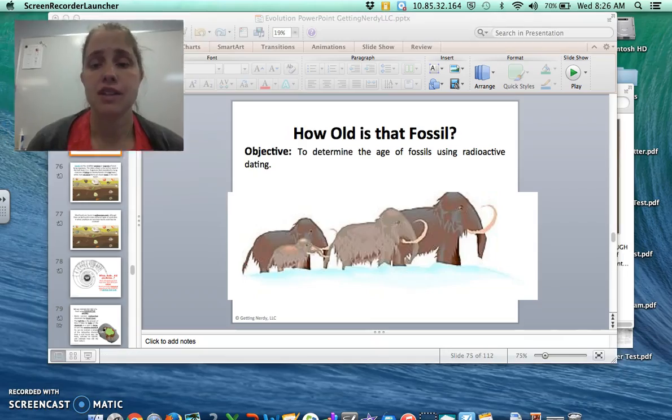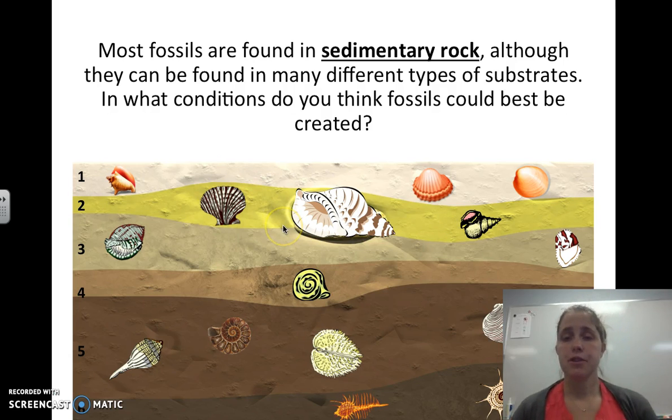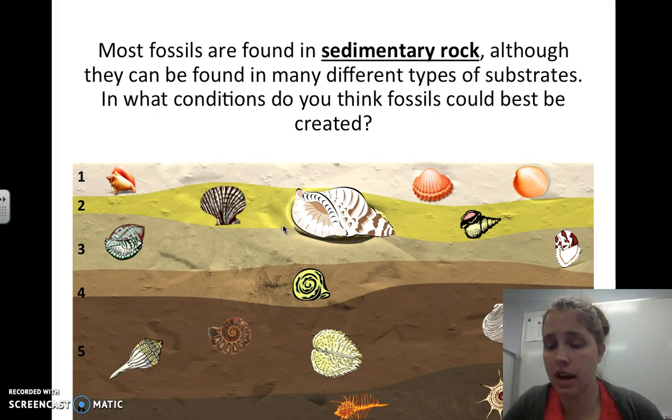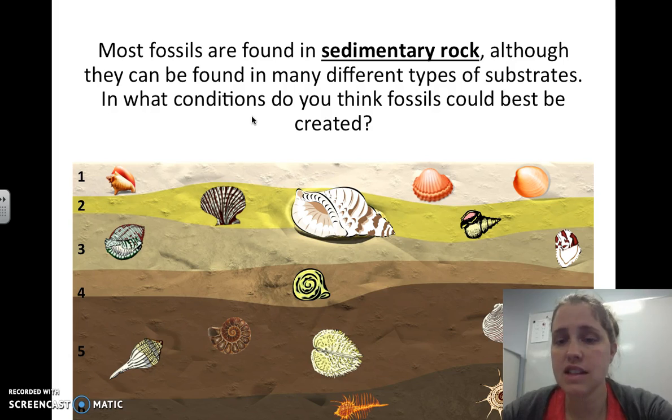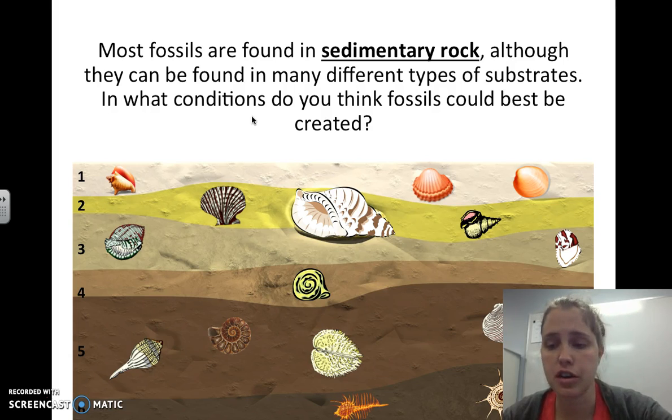Most fossils are found in sedimentary rock, and you learned about the different types of rocks when you were in elementary school. They are mostly found in sedimentary rock, but they can be found in lots of different types of substrates or rocks. And you remember that sedimentary rock is created when rock is broken down into very fine particles like sand or mud and then hardens. So what type of conditions do you think fossils could best be created in? I want you to think about that and write your answer in your interactive notebook really quick.